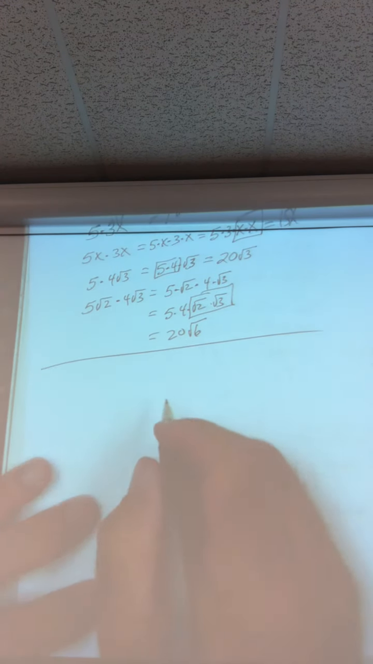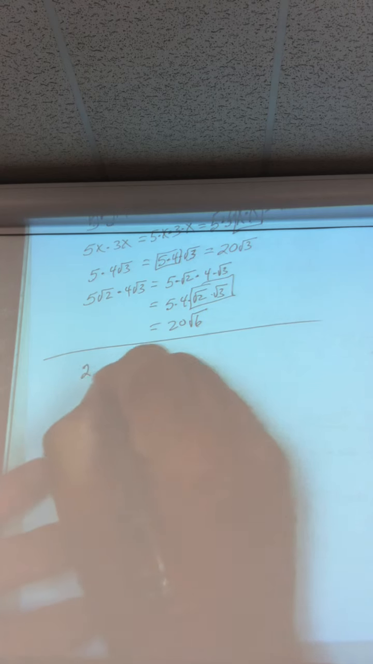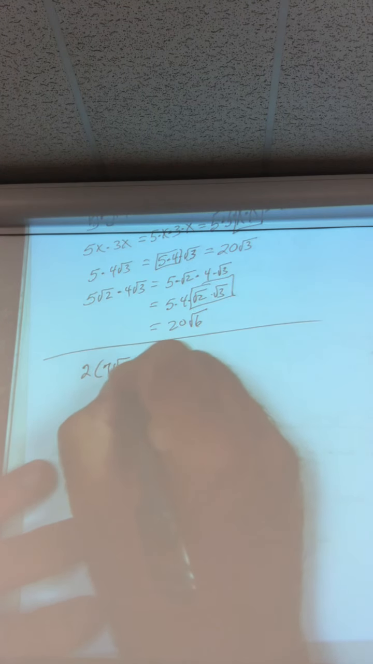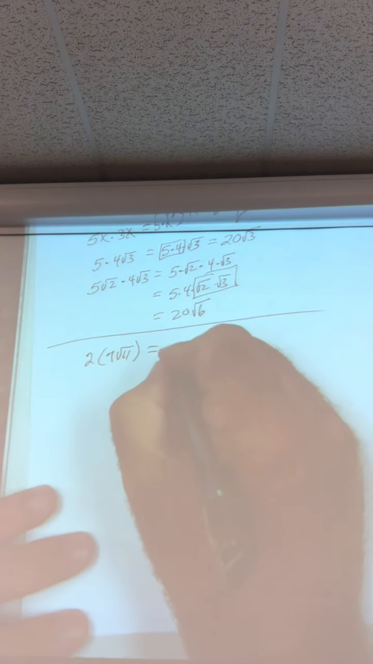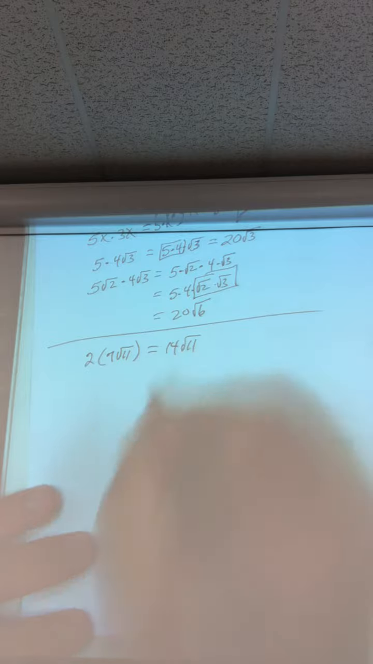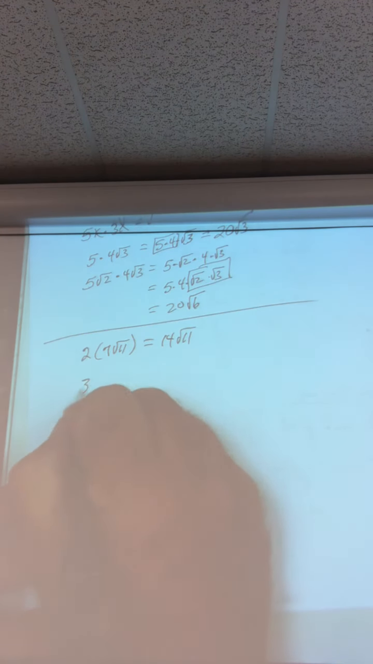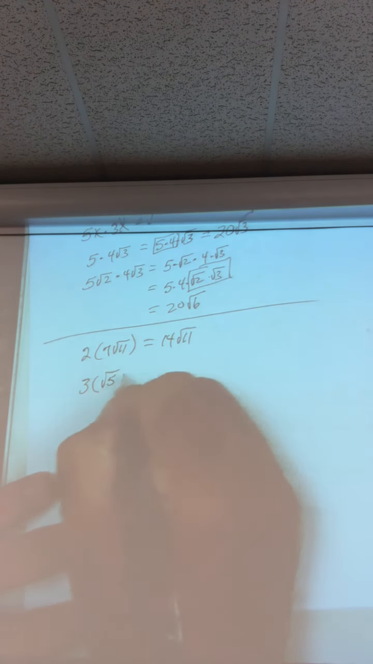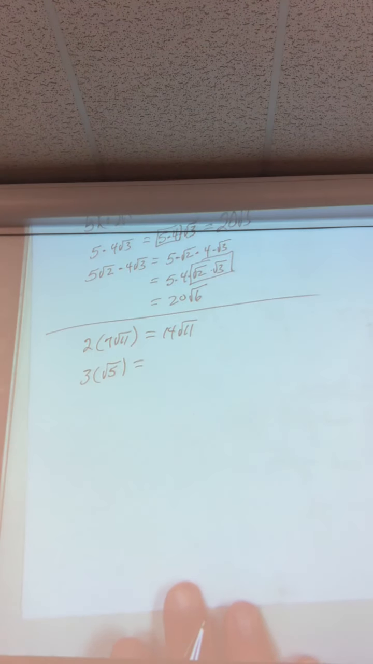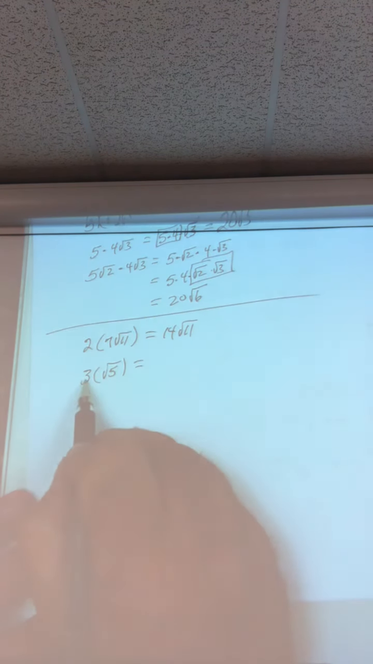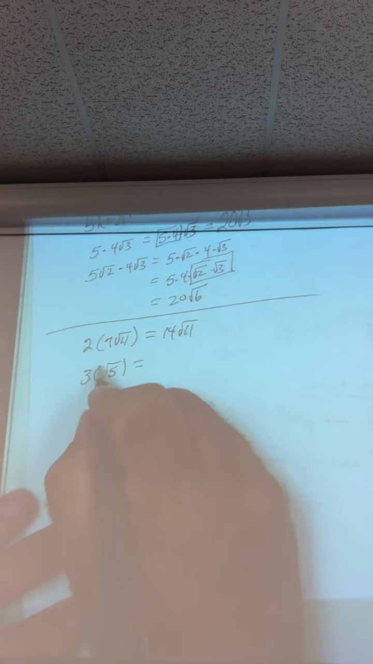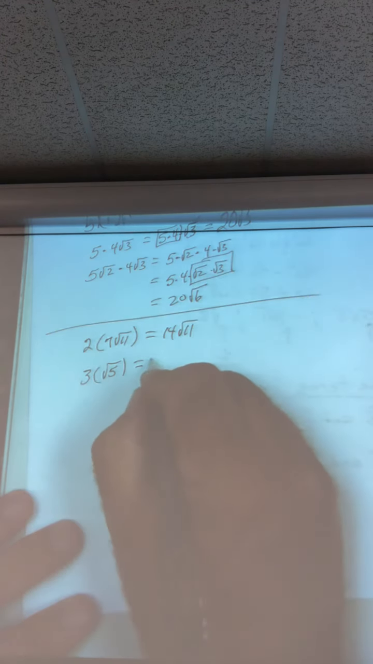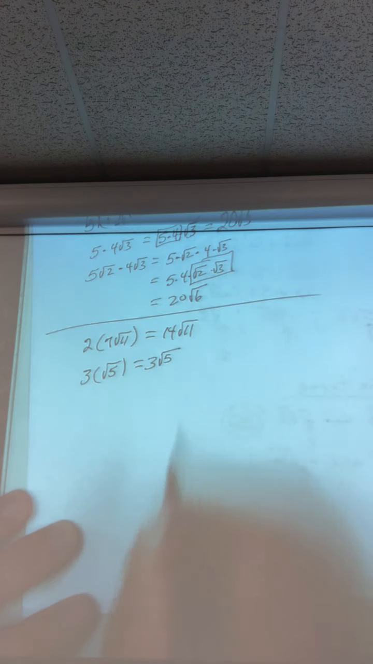So, let's look at some examples then. So if I have 2 times 7 square root of 11, what would this be equal to? It would be 14 square root of 11. Or if I have 3 times the square root of 5. Now be careful right here. This 3 is not under a radical, so you can't multiply it by this square root of 5. But you can multiply it by that understood 1. So it's 3 times 1, which is 3 square root of 5.